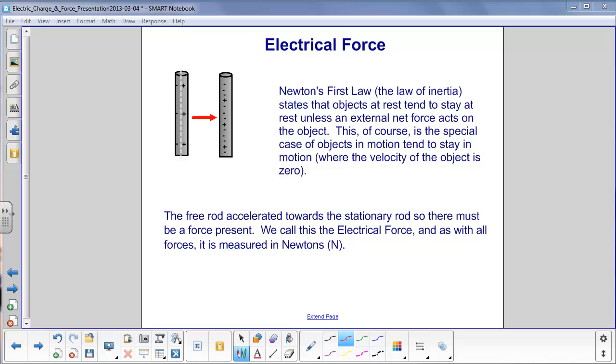In this case, the free rod accelerated towards the stationary rod. It had an initial velocity of zero, and then it had a velocity, so change in velocity over time, you have an acceleration. If you have an acceleration, you must have a force. We call this the electrical force, and as with all forces, it is measured in newtons. So whether it's a mechanical force, electrical force, it's still newtons.